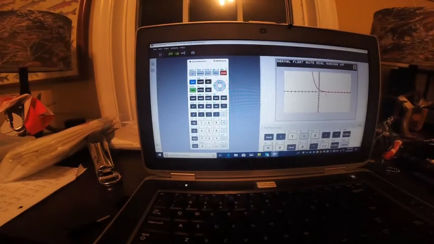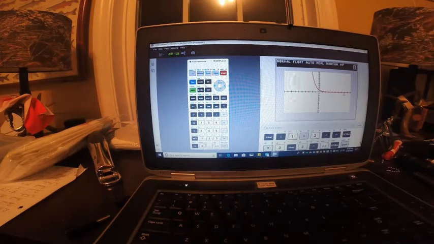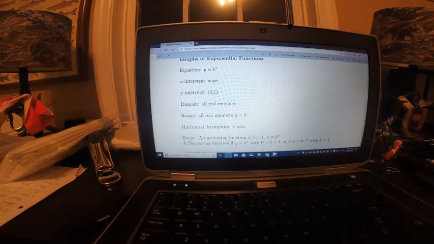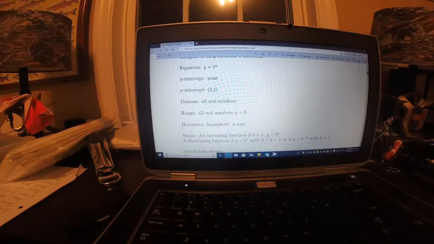Let's go look at the line. It gets really close to the x-axis, and it might look like it's on the x-axis, but it's actually just really close, and it never actually touches the x-axis. So you don't have an x-intercept. Your y-intercept is (0, 1). Your domain is going to be all real numbers. Your range is all real numbers where y is greater than 0.